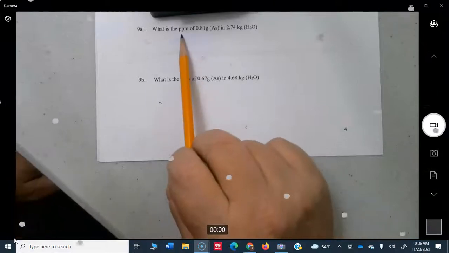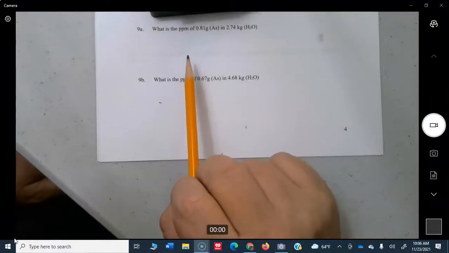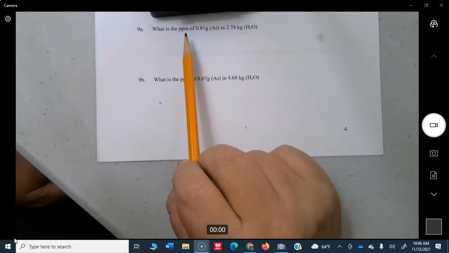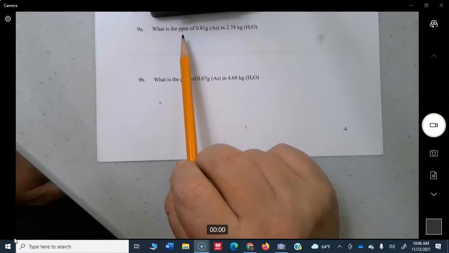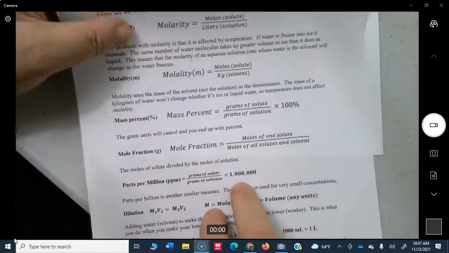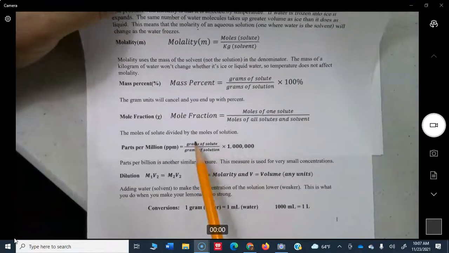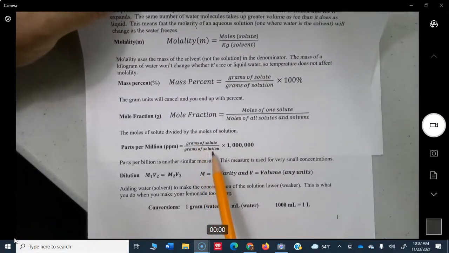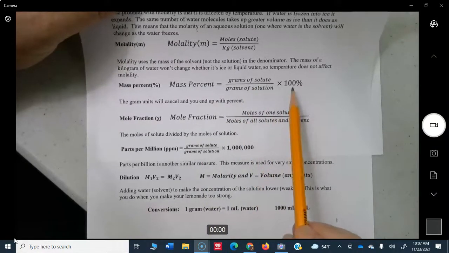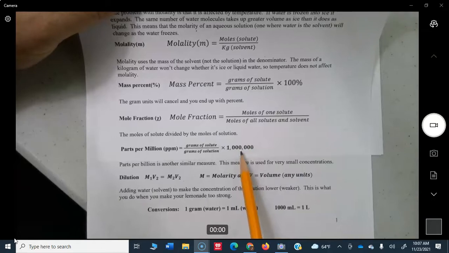Okay, now we're going to come down to 9A, and ppm is a parts per million problem. It's very much like mass percent, except instead of how many grams per 100 grams, you want it per million. So if we look at the formulas, there's parts per million: grams of solute over grams of solution. It looks just like mass percent, except instead of multiplying by 100%, you multiply by the number 1 million.